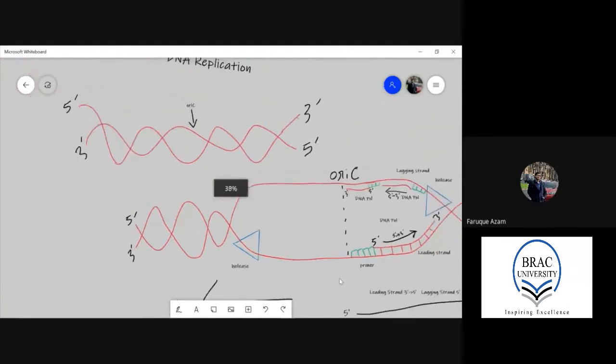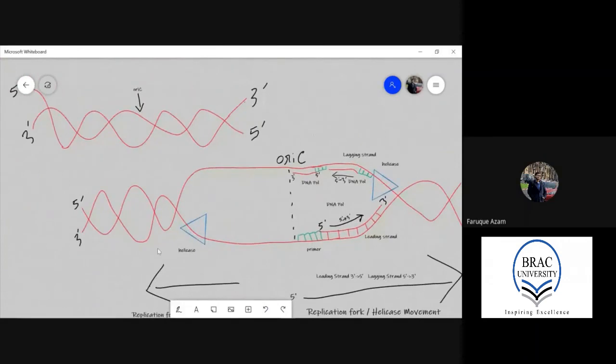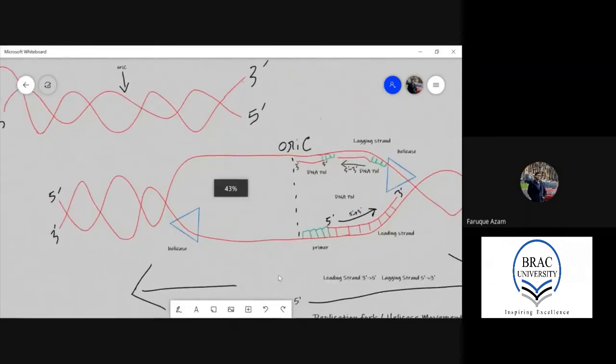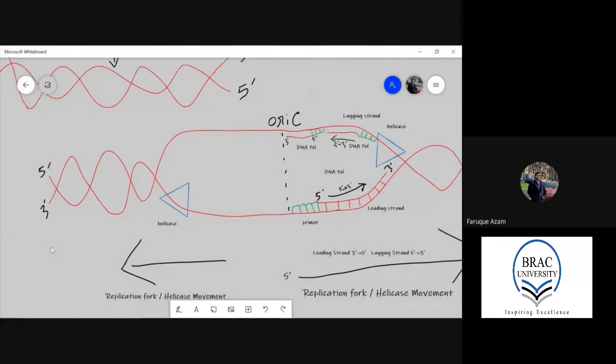So if you compare the right side and the left side, the whole process is opposite because of the opposite direction. The upper strand, the leading strand, will be the lower one here. Sorry, the lagging strand will be the lower one here, and the upper one will be the leading strand. So I guess up to this point, I'll upload the lecture, and if you follow the lecture, I guess the whole process will be clear.